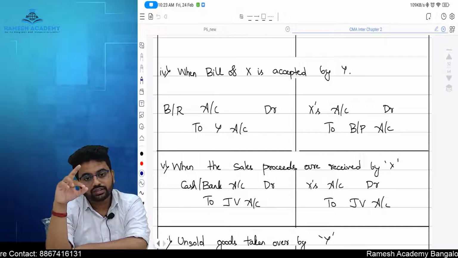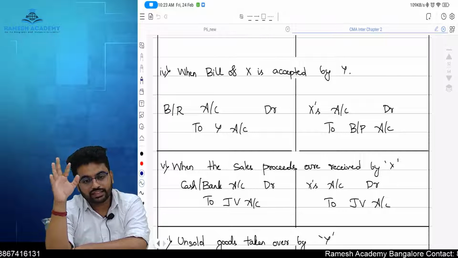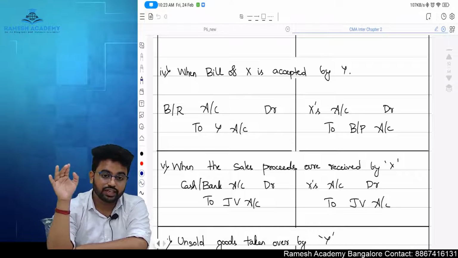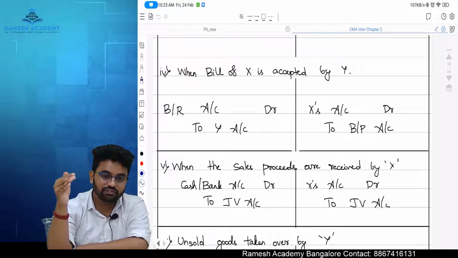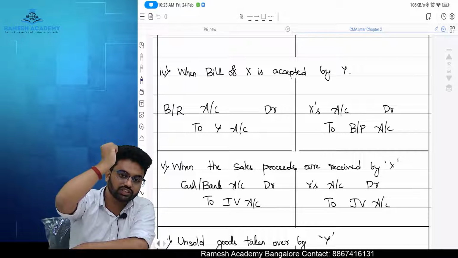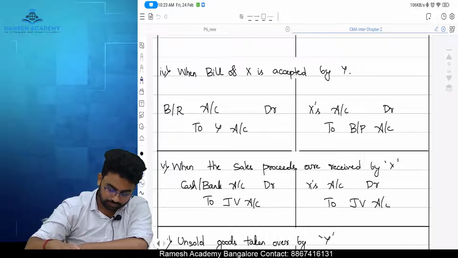Whereas in the books of X it is X account debit to joint venture account. As X is receiving the money of the joint venture, he will become a debtor of the joint venture. So X account debit to joint venture account.